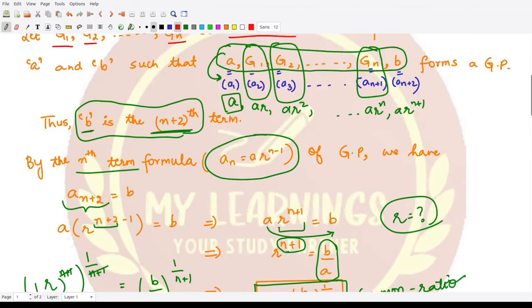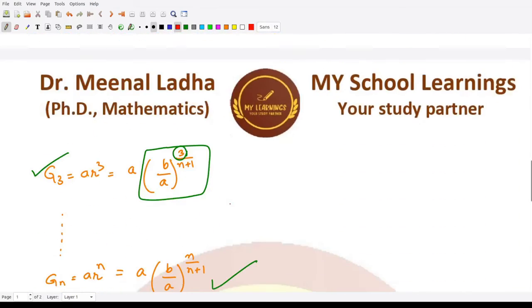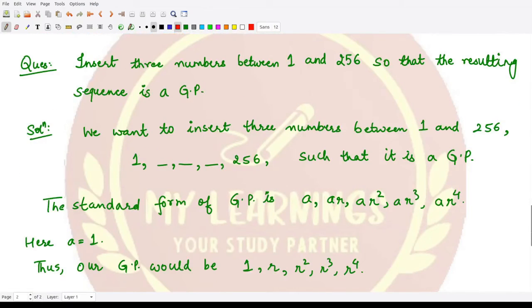So now let's use this procedure in order to insert numbers between two given positive numbers such that the resulting numbers form a GP. The question is, we need to insert 3 numbers between the numbers 1 and 256 so that the resulting sequence is a GP. So we want to fill in these 3 blanks. How can we do that? We can consider the standard form of GP, which is A, AR, AR square, AR cube, AR raised to power 4. So the first term here is A, which is 1, and it is given to us.